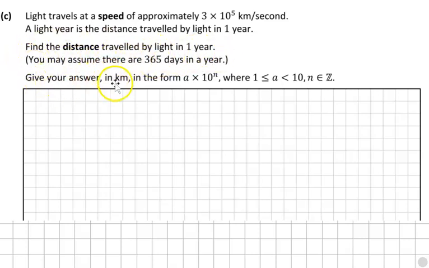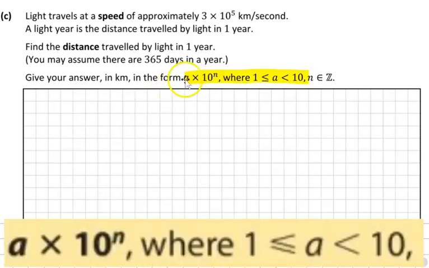Give your answer in kilometres in the form of a times 10 to the power of n, where a is greater than or equal to 1 but less than 10, and n is an element of the integer set. So n is a positive or negative whole number. Again, it doesn't mention standard form or scientific notation, but this highlighted here in yellow is what tells us that it is scientific notation or standard form.